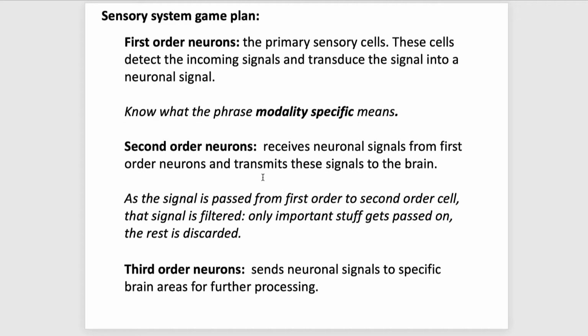The second cell in our network here is called the second order neuron. And the second order neuron receives the signals, at the synaptic contact between first and second order cells here, receives the neuronal signals from the first order neurons and transmits these along to the brain here.